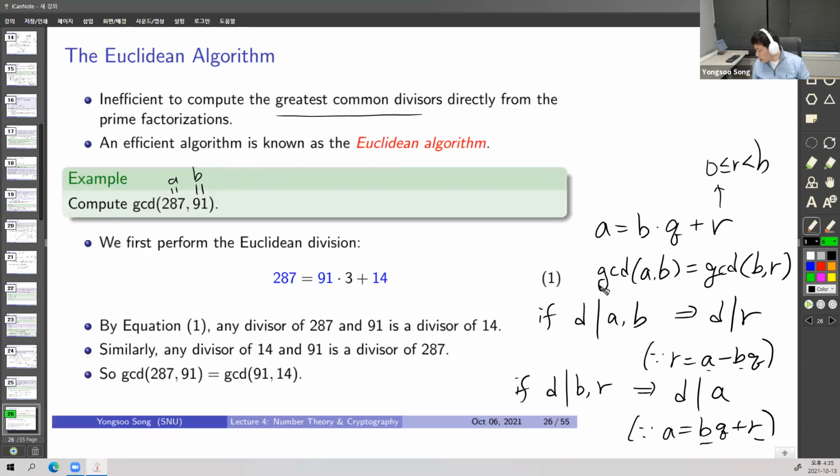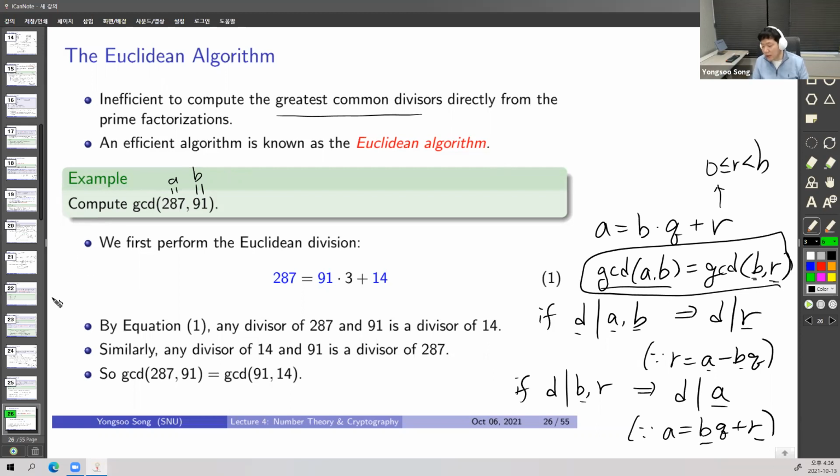So the conclusion is that GCD of A and B, by definition, is the greatest common divisor of A and B. But if some integer D divides both A and B, then that integer also divides R, meaning that D is a common divisor of B and R. And conversely, if D is a common divisor of B and R, then that D is also a divisor of A, meaning that D is a common divisor of A and B. So we proved both directions, so we can conclude that GCD of A and B and GCD of B and R are the same.